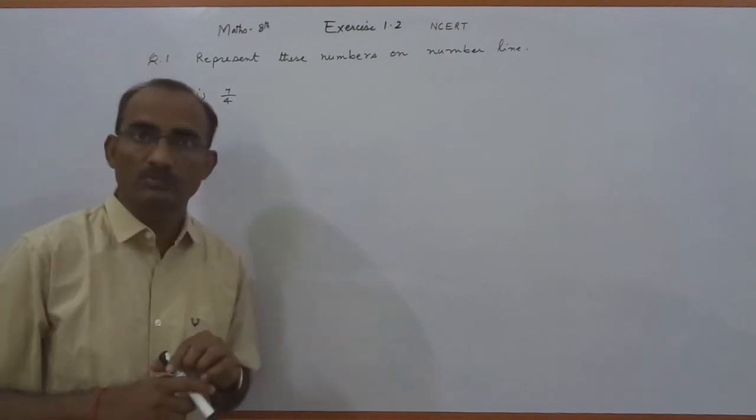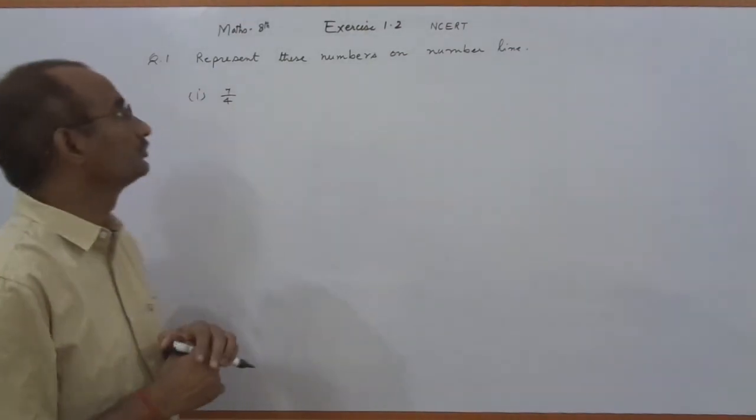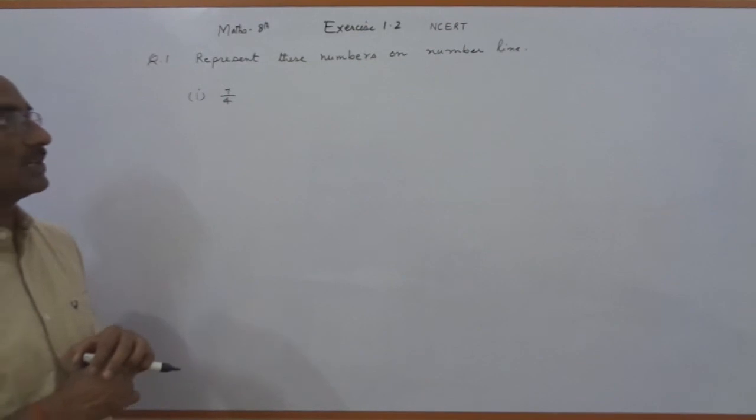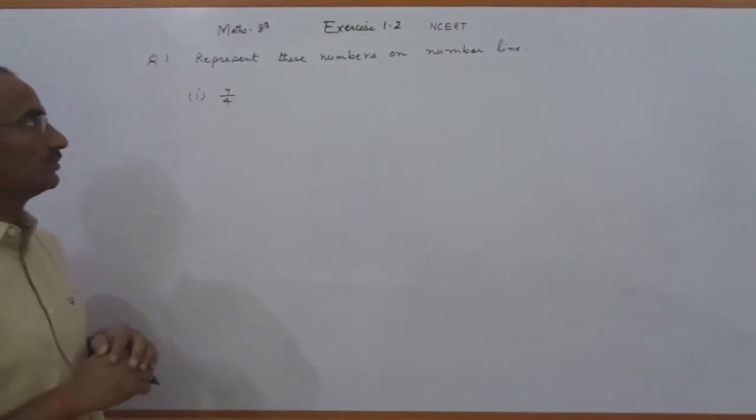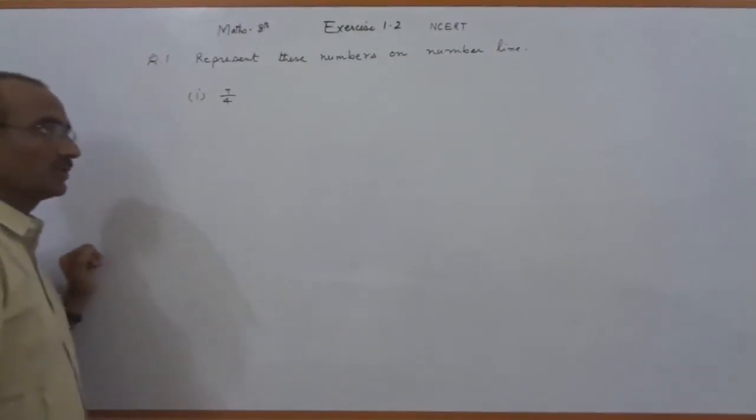Exercise 1.2 of rational numbers. Represent these numbers on number line. The first is 7 upon 4.